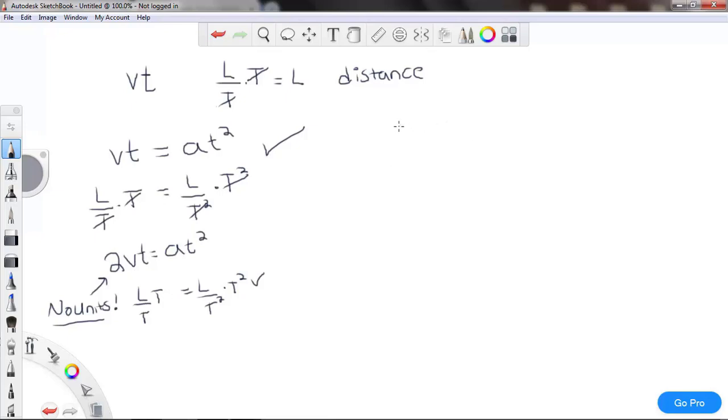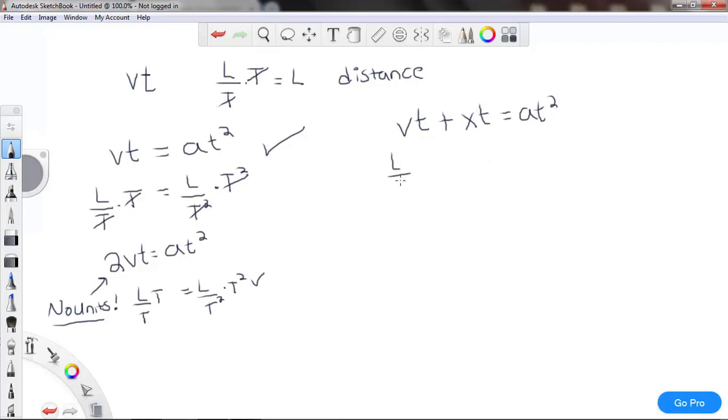Now, what if I say Vt plus xt equals at squared? I want to check this equation. Now I'm adding this element of addition. In order to add things, they have to have the same units. So, for example, I can add 3 meters plus 2 meters, and that's 5 meters. But I can't add 3 meters plus 2 seconds because that doesn't make any sense. What is 3 meters plus 2 seconds? So I have to check this side.